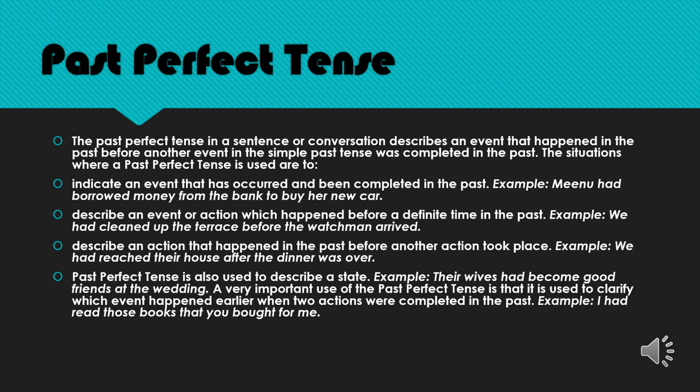To describe an action that happened in the past before another action took place. For example, we had reached their house after the dinner was over. Past perfect tense is also used to describe a state. For example, their wives had become good friends at the wedding. A very important use of past perfect tense is that it is used to clarify which event happened earlier when two actions were completed in the past. For example, I had read those books that you brought for me. Let's proceed.